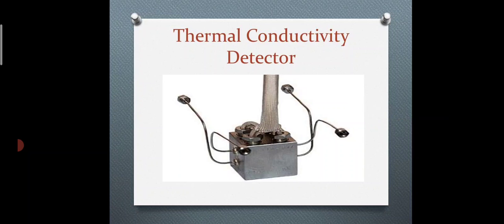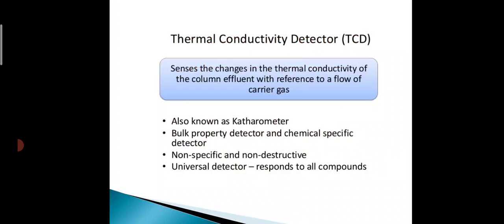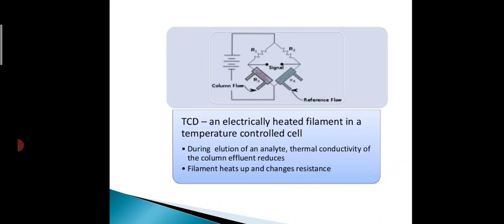Next we go for the thermal conductivity detector. The thermal conductivity detector senses the changes in the thermal conductivity of the column effluent with reference to a flow of carrier gas. It is also known as a cathometer, a bulk property detector, non-specific and non-destructive, a universal detector that responds to all components. These are the features of thermal conductivity detectors.